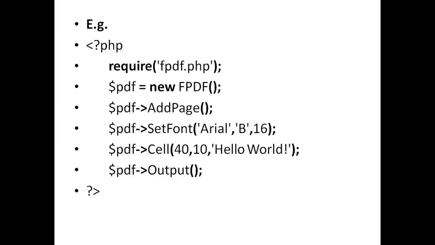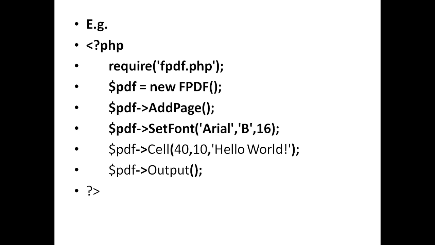For example, to create a PDF file, we'll give the PHP tag. Then we'll call fpdf.php with the require option. Then we'll create an object for FPDF. To add a page, we'll use AddPage. Then we'll set the font, the cell with value 40 as width, 10 as height, and text as hello world, and we'll send it to output.